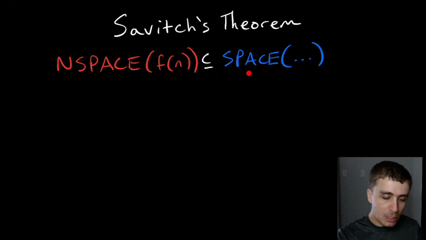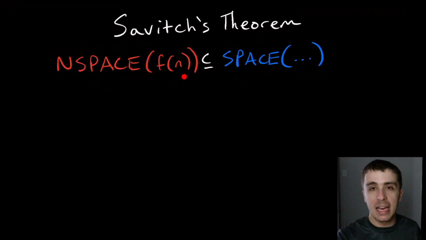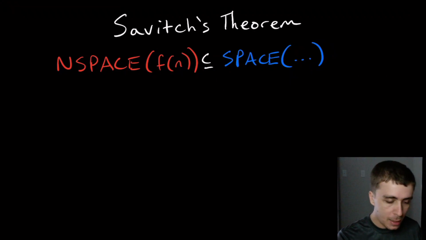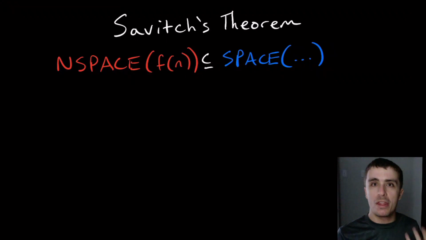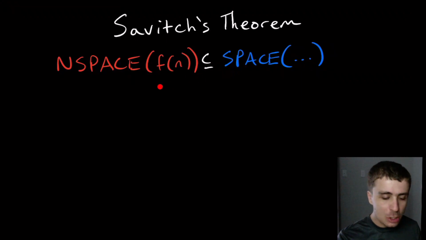So I want to deterministically simulate a non-deterministic thing with as little space as possible. I'm not going to tell you what goes in here yet, which is what Savitch's theorem is. I want to arrive at what it should be, and then we can discuss the implications at the end. So let's just get something on the ground. What could we do to deterministically simulate a non-deterministic thing?